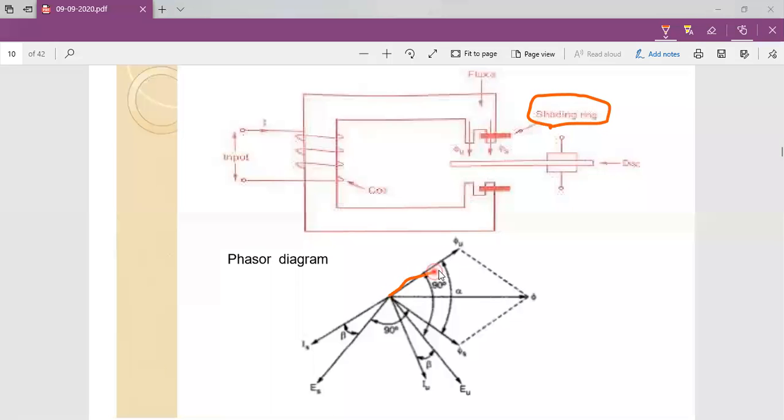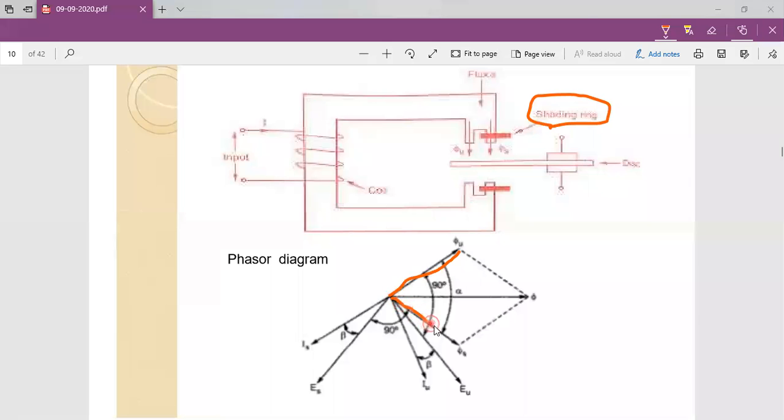One is pi u. This one is the main flux, because of relay coil current. We can see pi u. And now one more flux we can see, because of shaded tip, and that one is pi s.